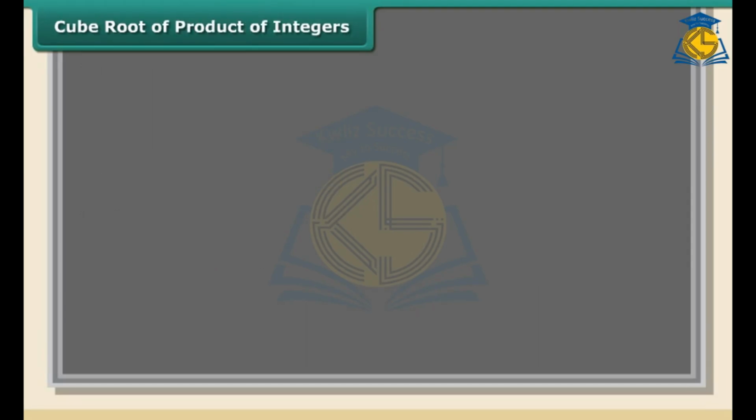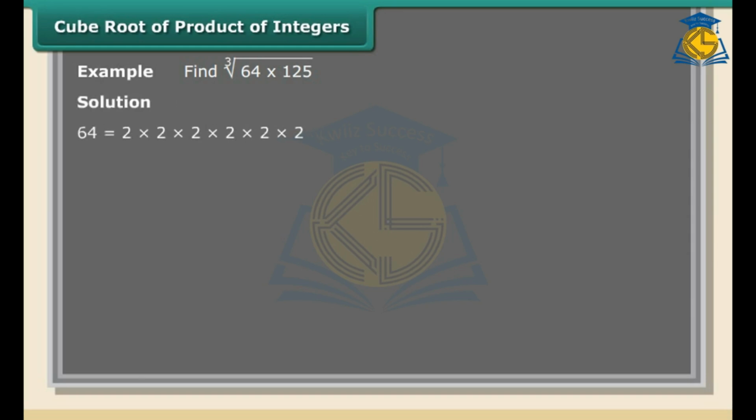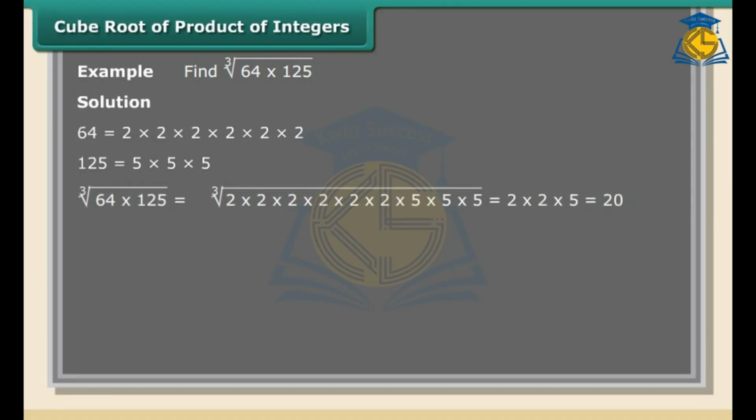Cube root of product of integers. Example, find cube root of 64 into 125. Solution. 64 is equal to 2 into 2 into 2 into 2 into 2 into 2. 125 is equal to 5 into 5 into 5. Cube root of 64 into 125 is equal to cube root of 2 into 2 into 2 into 2 into 2 into 2 into 5 into 5 into 5, which is equal to 2 into 2 into 5, which equals 20.